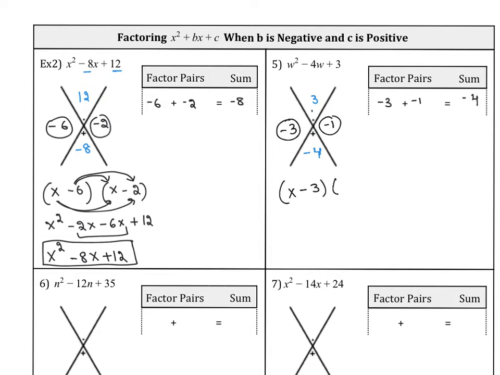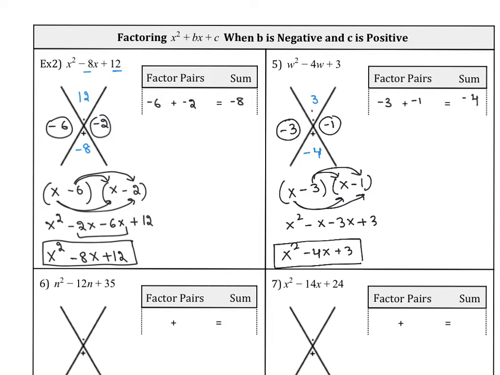Write them into factor form, and then you're going to FOIL to see if they are the right factors. So combine them. You got x squared minus 4x plus 3. And this is what you had originally. So it should be the right factor.